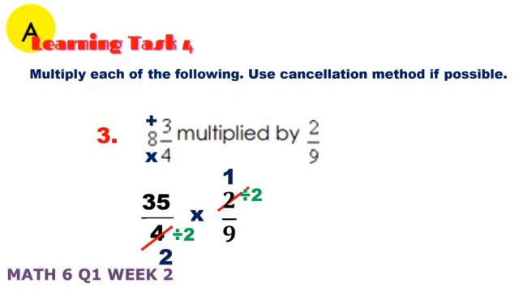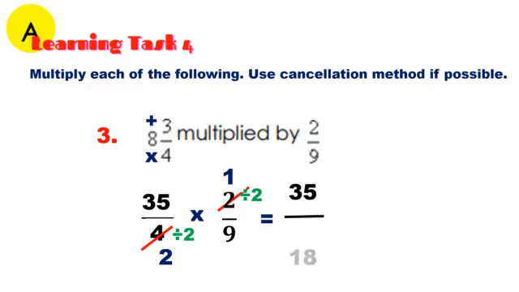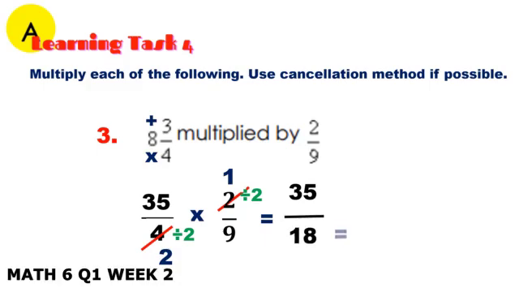You cannot cancel 35 and 9. So let's multiply. 35 times 1 equals 35. 2 times 9 equals 18. Let's simplify. 1 and 17 over 18.